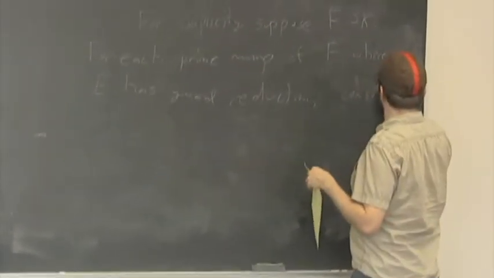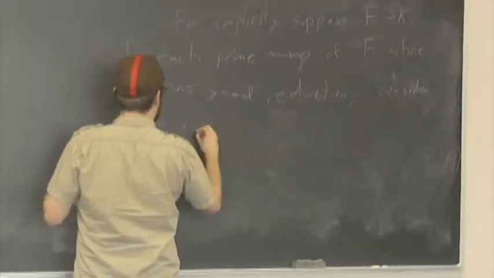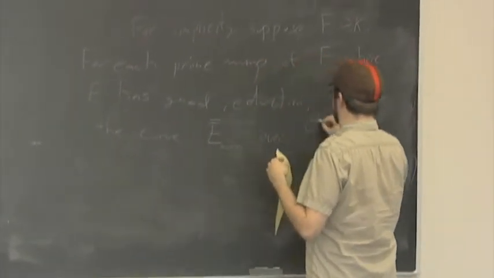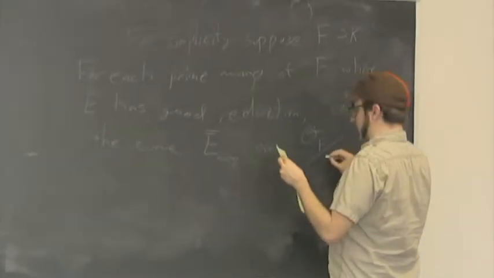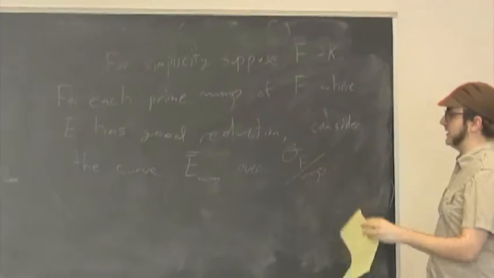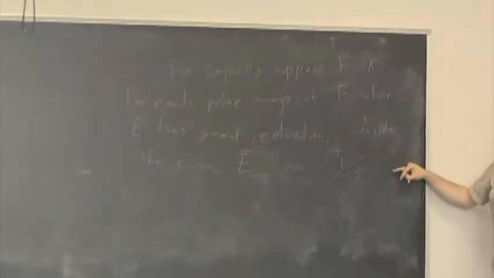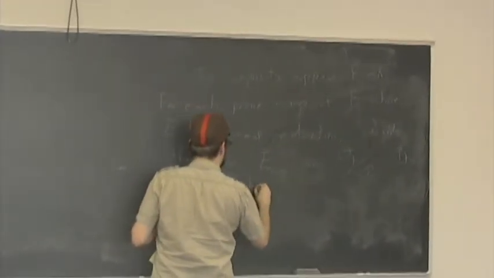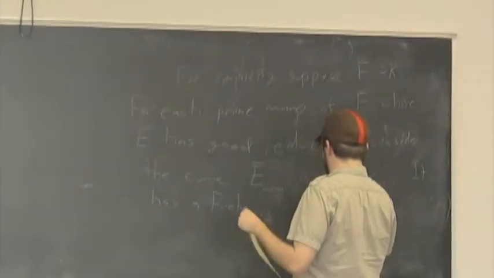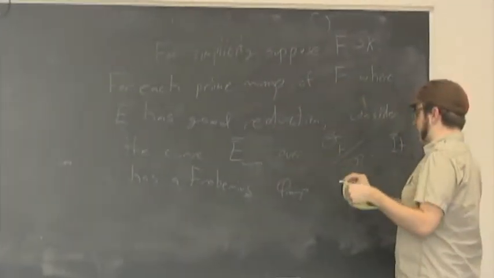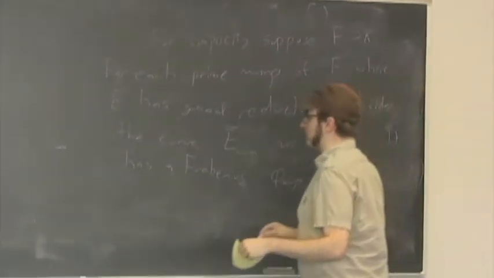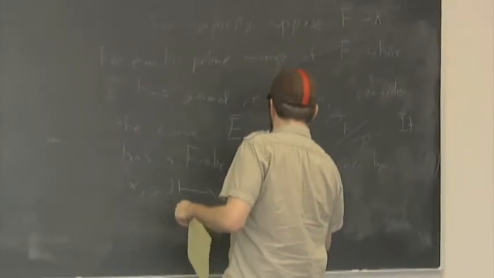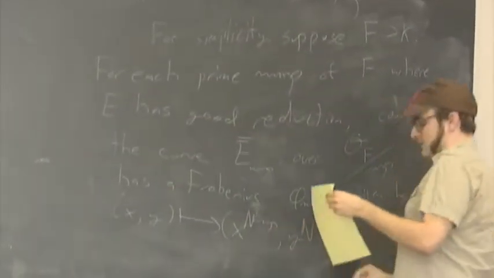All right. So for each prime like this, where E has good reduction, consider the reduced curve. I'm going to call this E bar sub P, and this is a curve over O_F mod P. It's going to have a Frobenius endomorphism, which I'm going to call phi sub P with a long tail, and it's given, just on coordinates, by x, y going to x to the norm of P, y to the norm of P. Okay.